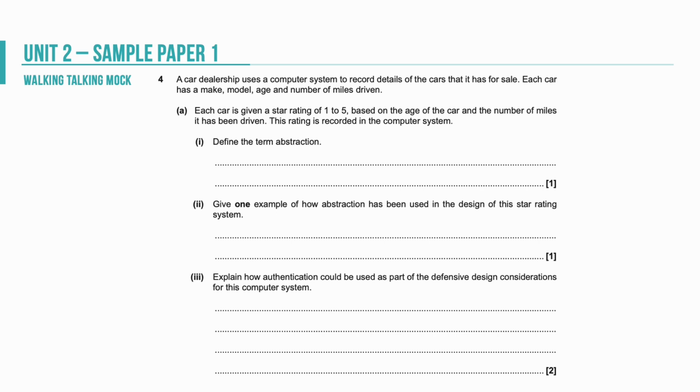Define the term abstraction. Well, abstraction is removing detail not required so that we can focus on the information that is going to be important to us. You'll be able to think of lots of examples of that in computer games where the developer has ignored things that happen in the real world to make the game either more fun or easier to program.